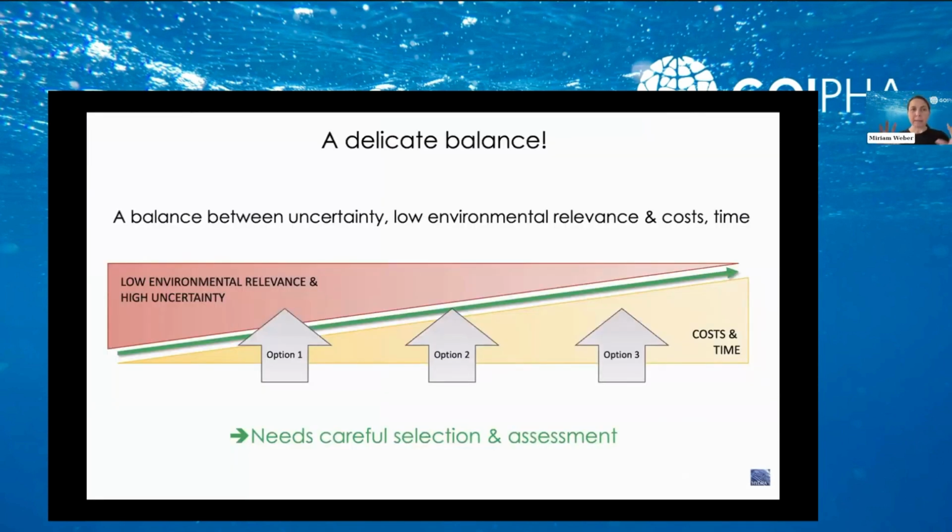This is quite a delicate balance because you can test basically everything everywhere, but this takes a long time. So you either be at the edge of low environmental relevance or high uncertainty, or you use a lot of time and costs, which from my perspective is also a problem because we can see, being outside in the environment, working there, that the accumulation is growing fast. So we need a careful selection and assessment.